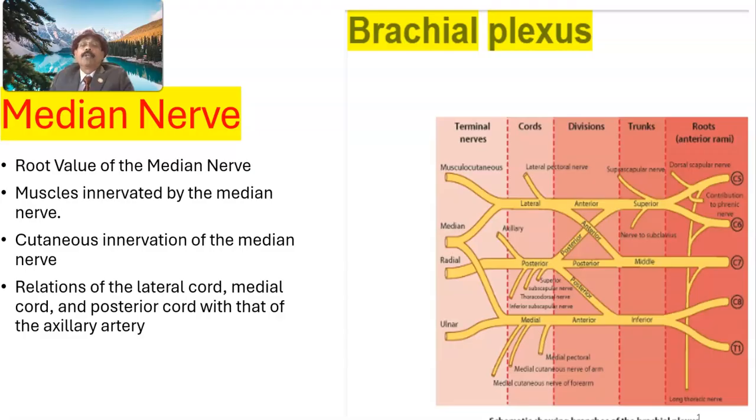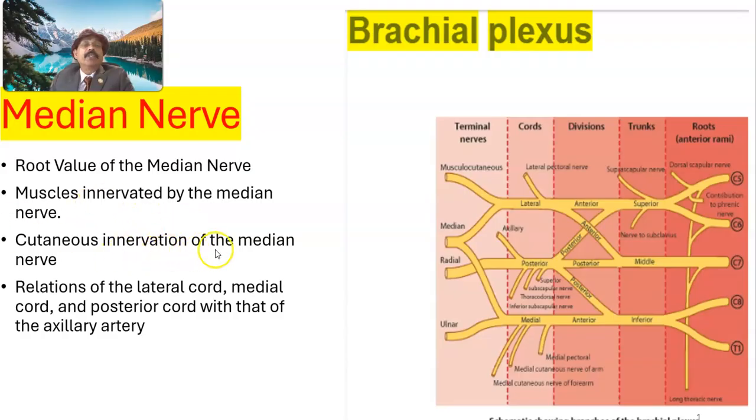the pronator quadratus. Flexor digitorum profundus is also getting innervation from the ulnar nerve for the medial part of the flexor digitorum profundus. The lateral side we are getting innervation from the deep branch of the median nerve, that is the anterior interosseous nerve.